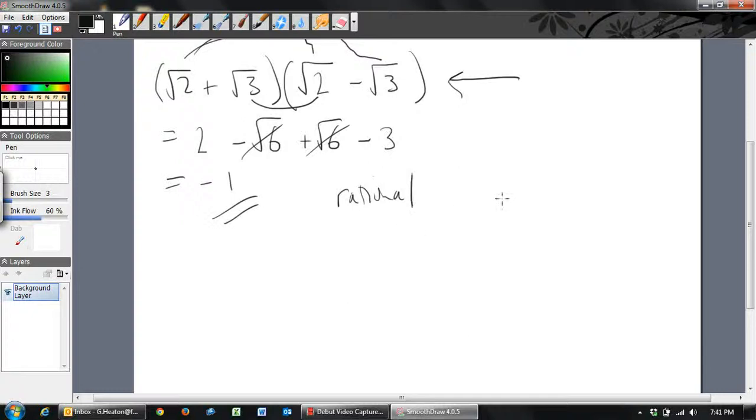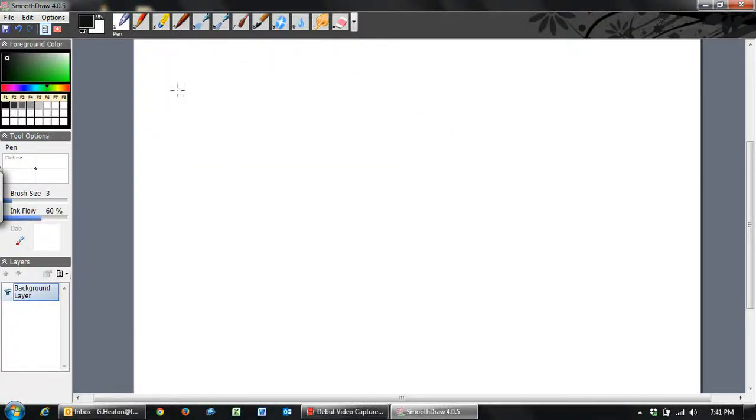Rational, so it's not a surd anymore. And this is really important, and it's a good little skill to have. So if you've got a binomial, something plus something or something minus something, you can multiply it by its conjugate and end up with something good. Why do we care? Let's have a look at an example.